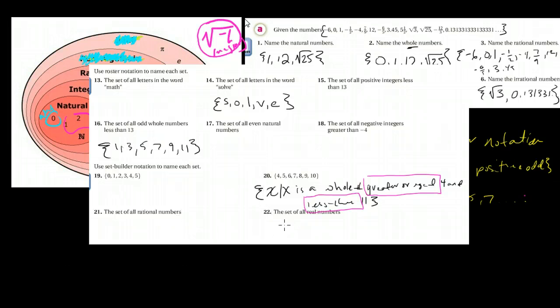What about this one? The set of all real numbers. So the set of x such that x is a real number. Good enough. How about that? Anyway, that's a little bit of practice of categorizing numbers and using roster notation and set builder notation.